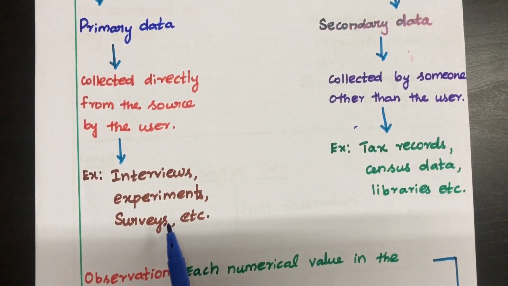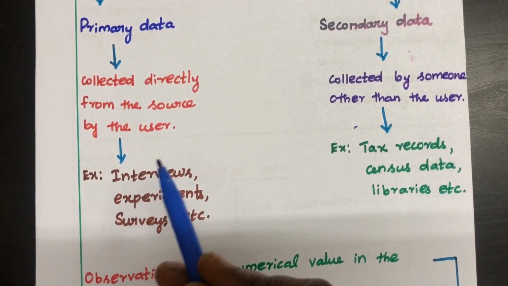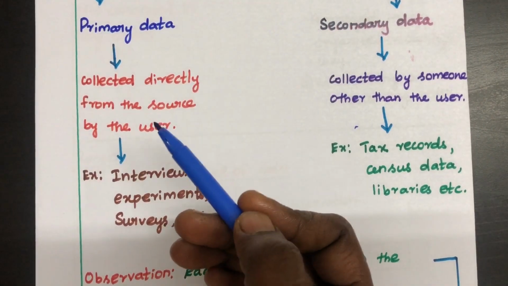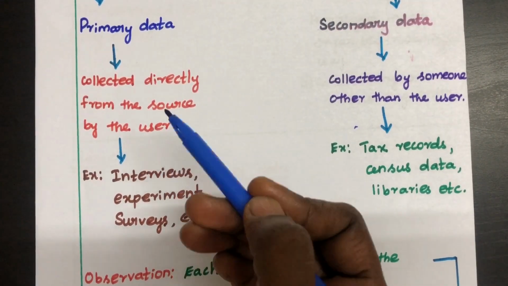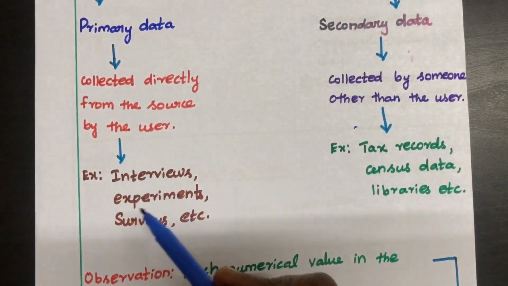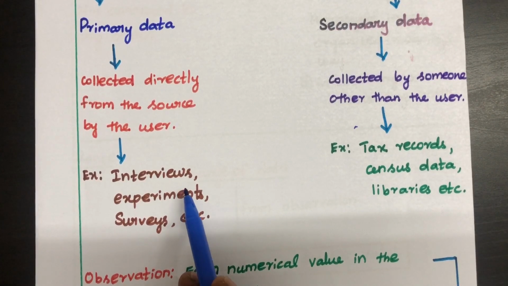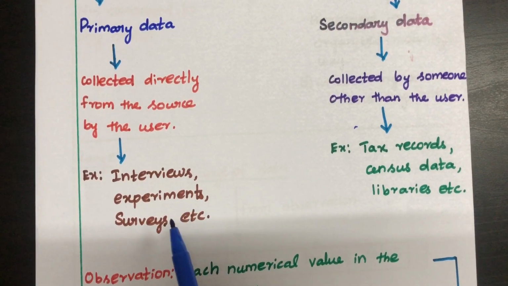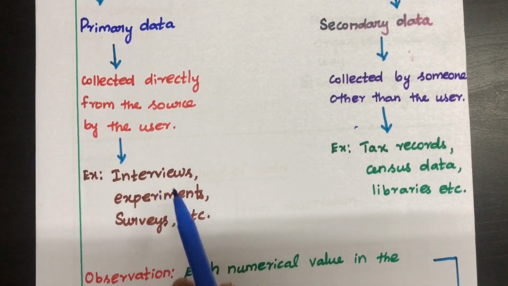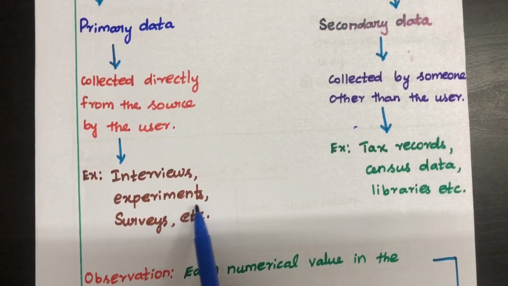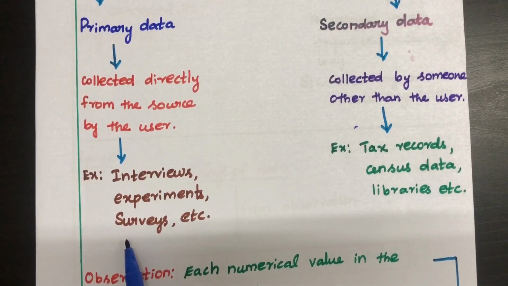In an interview, an interviewer interviews the other person, right? The other person who is being interviewed is called the source, as they are giving the information. So here the interviewer is the user. Similarly, in experiments in school, if the students are conducting experiments, all the students are users here. The experiment is the source.